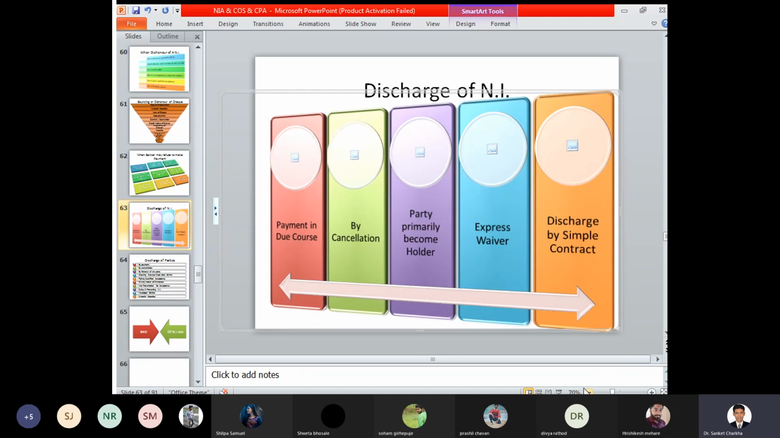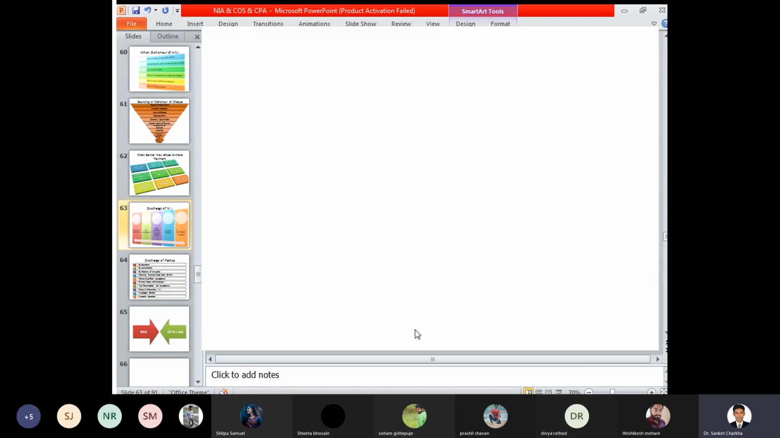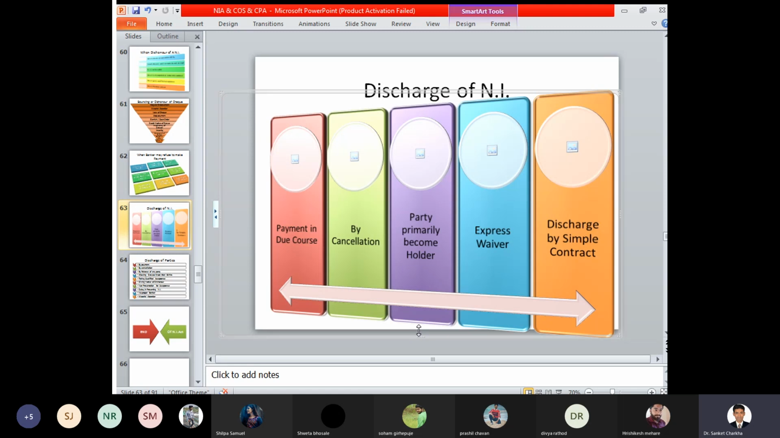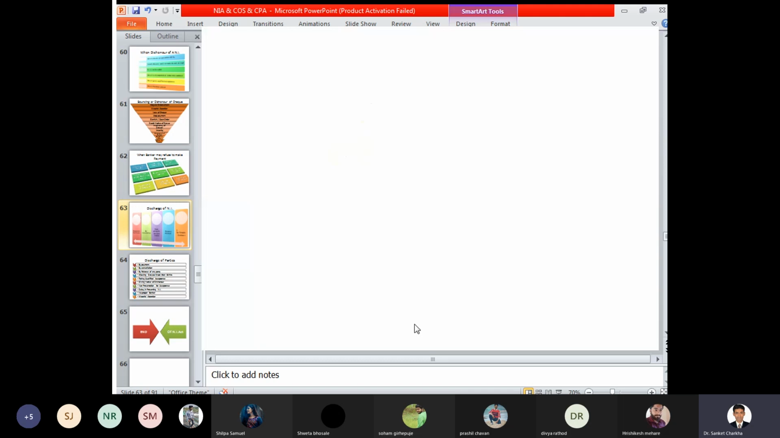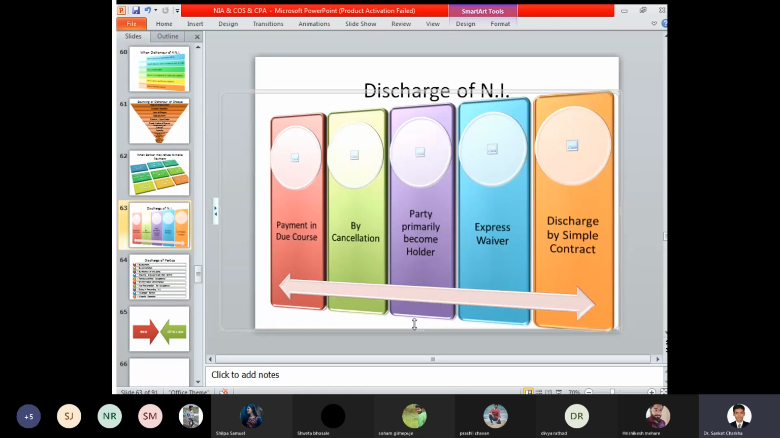Next consideration is by cancellation. So if any one party to the contract cancels the negotiable instrument based on a certain consideration that they do not want to honor the negotiable instrument, then we can say that the negotiable instrument is discharged. Accordingly, by cancellation of certain terms and conditions by either one party to the contract, either the drawer or the drawee, the negotiable instrument gets discharged.